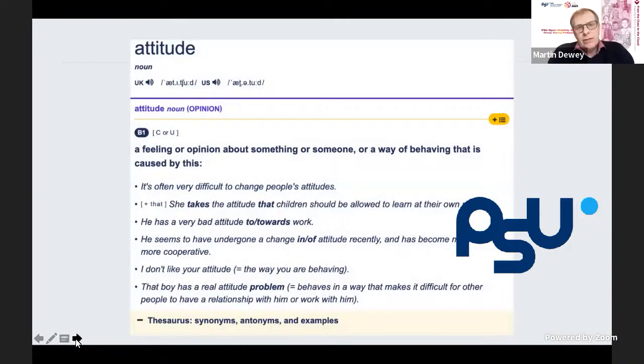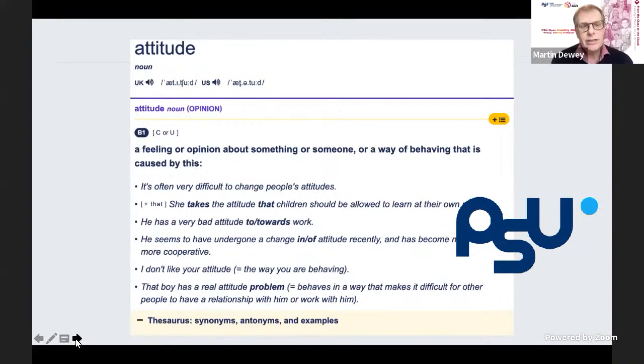Okay, so if we look at a dictionary definition, this is from the Cambridge Online Dictionary of the word attitude. It sees attitude as a synonym of opinion. All right, so it describes it as a feeling or opinion about something or someone or a way of behaving that is caused by this opinion. And that's to a certain extent true in relation to language attitudes as well.